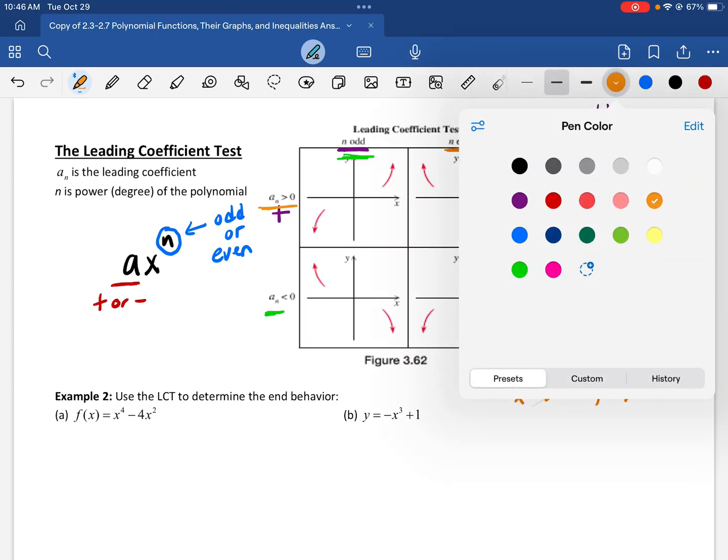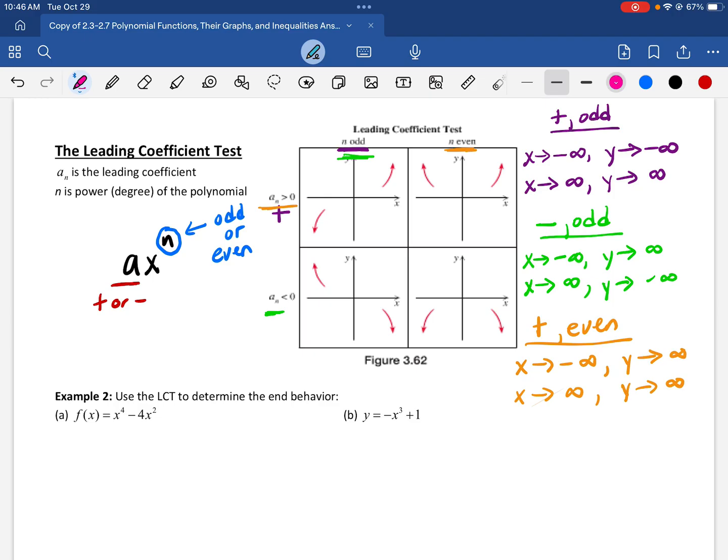And our last scenario here, if we have a negative number and an even degree, negative and even. Look at this graph and you notice both of the arrows are pointing down. So let's start there on the left. Again, on the left, our x's go to negative infinity. If it's pointing down, that tells me that the y is going towards negative infinity. On the right-hand side, our x's go to infinity. The arrow is pointing down, telling us our y's are going towards negative infinity. So that is our end behavior for each of those scenarios.